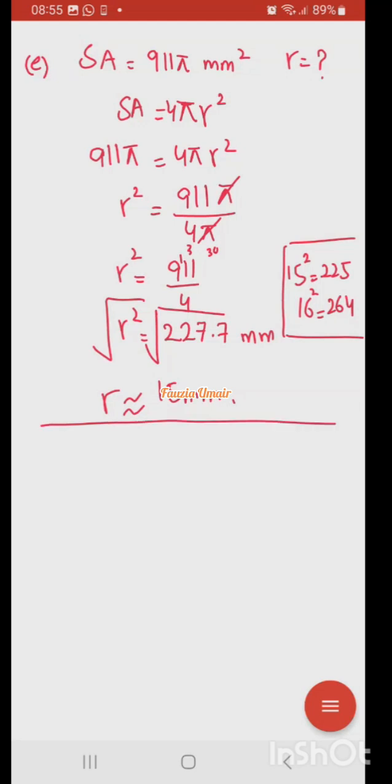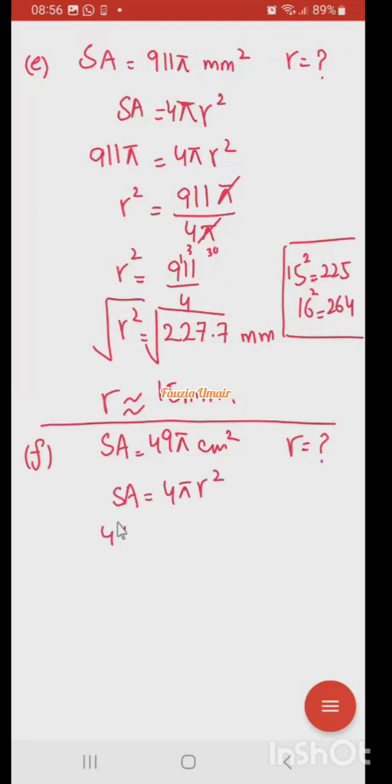Right? Right. So the last part is F part of this question. Surface area is given as 49 pi. So surface area is 49 pi centimeter square and we need to find out the radius, right? So we will use the same formula that surface area of sphere is 4 pi r square and we will put the values, 49 pi is equal to 4 pi r square.